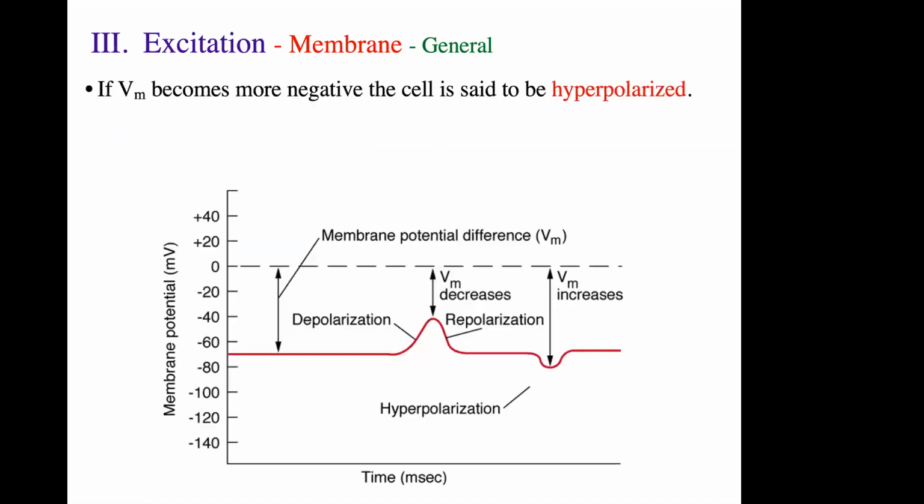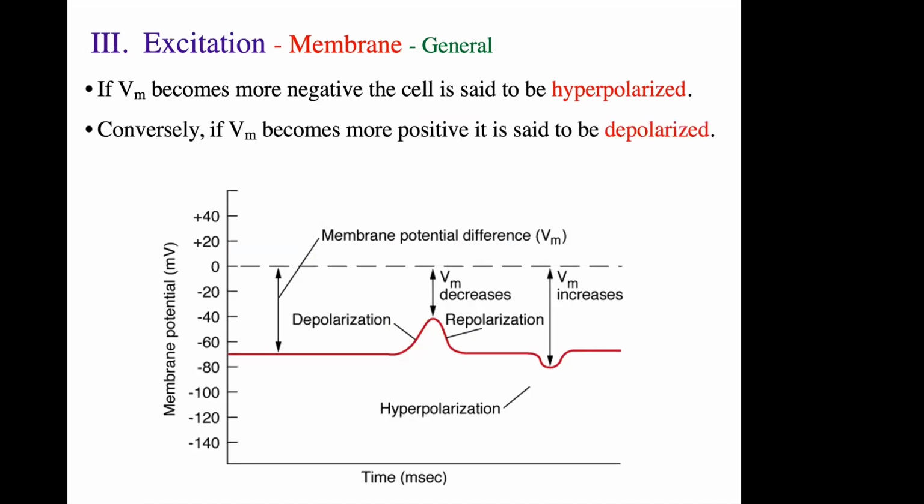All right, we're going to start to define a couple of terms. If the membrane potential becomes more negative, then the cell is said to be hyperpolarized. And this is more negative relative to the resting state. Okay? Likewise, if the membrane potential becomes more positive, then it is said to be depolarized. And that word depolarized gets very important when we start looking at action potentials, because that's the big event in an action potential, the depolarization of the membrane.